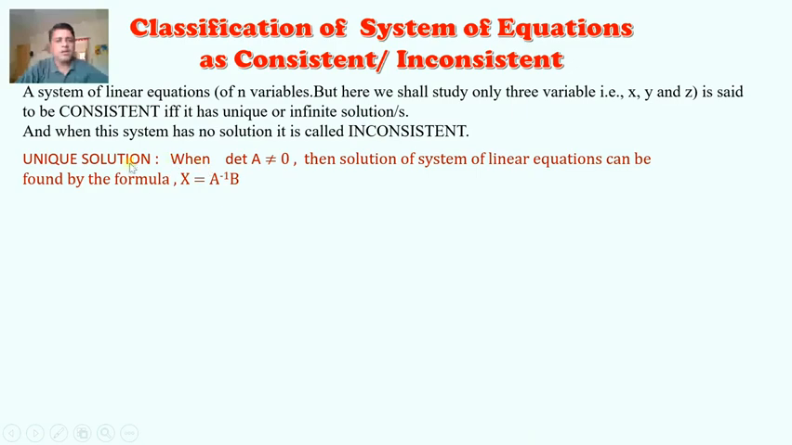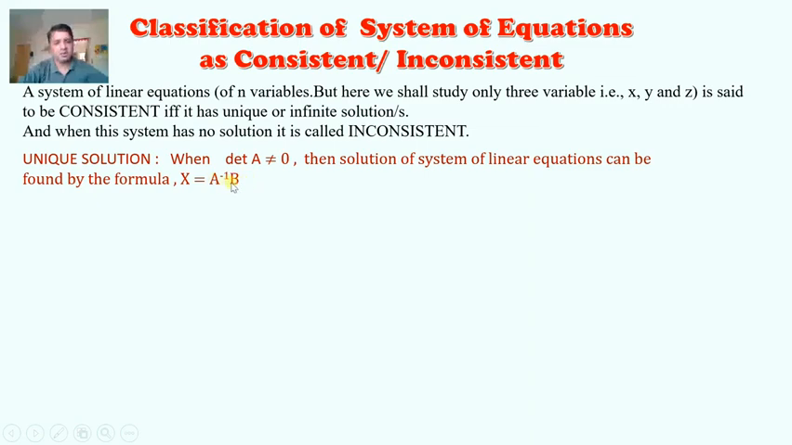Now, a unique solution: in the form of a matrix or determinant, when the determinant is not equal to 0, the solution of the system of linear equations can be found by the formula X is equal to A inverse B. In the next few problems, we will be using this matrix method, where X is equal to A inverse B is the formula for finding the solution of a system of linear equations in three variables, where X denotes the three variables x, y, z, A denotes the coefficients of x, y, and z, and B is the right hand side of the equations.